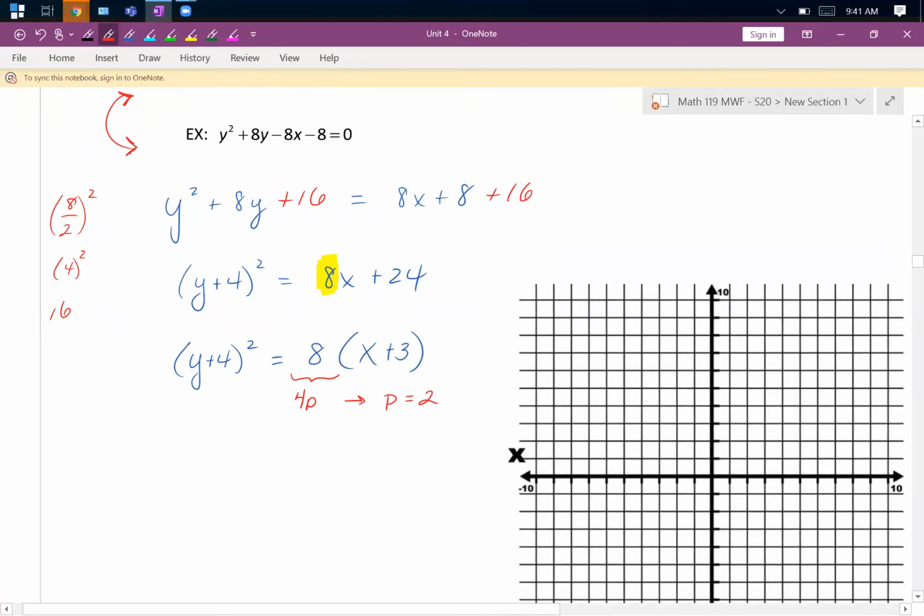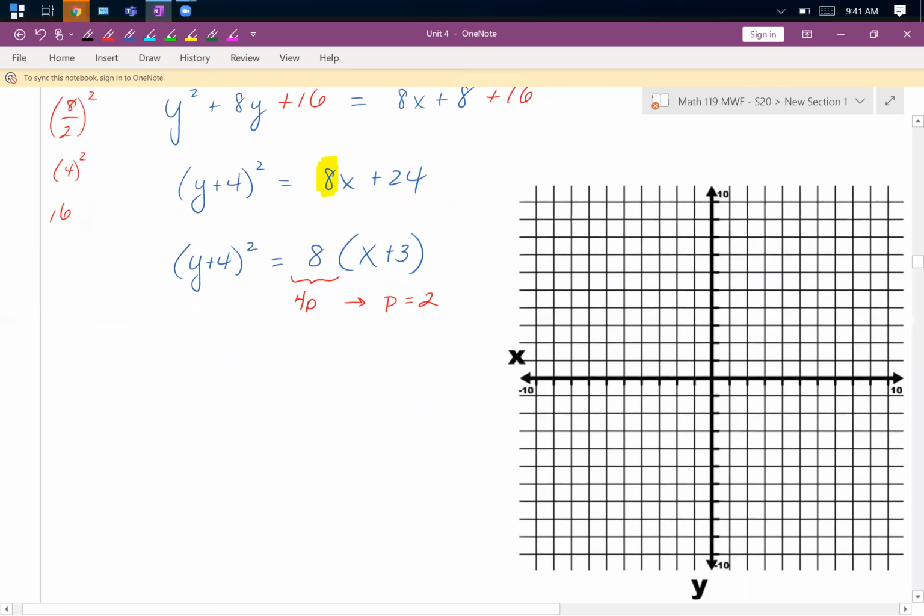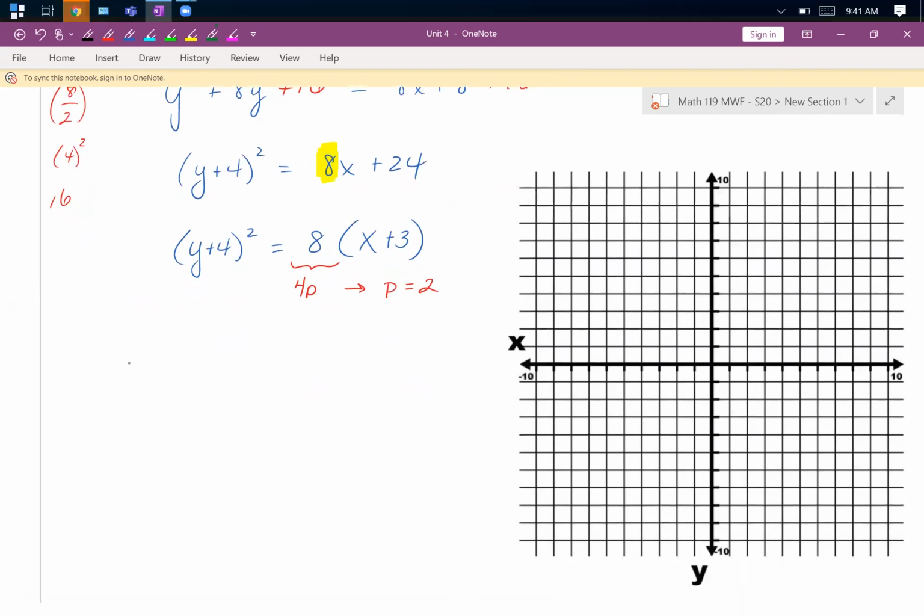Questions on anything so far? All right, well, let's identify our vertex and start graphing this. Where is our vertex going to be located? -4, -3. Everybody agree? -4, -3?